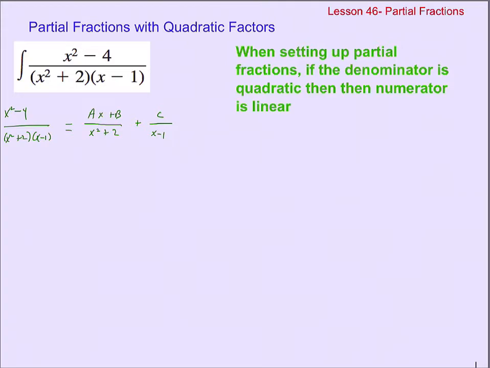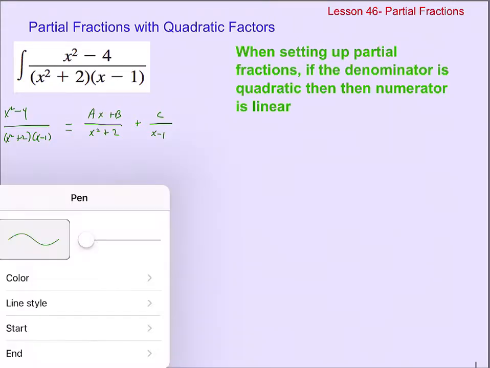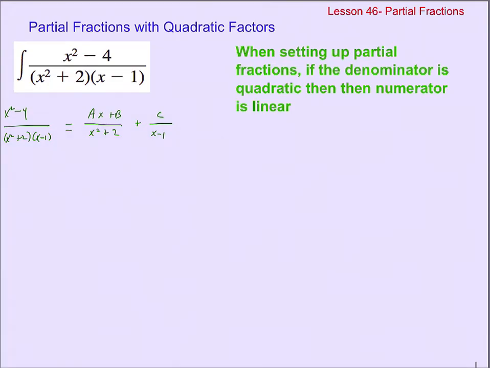So we'll do the same thing we do with the other ones. We'll multiply by the denominator to cancel out all those denominators. And what we'll be left with after that is x squared minus 4 equals, for the first fraction here, we'll multiply the Ax plus B times x minus 1, and then the x squared plus 2 over x squared plus 2 will cancel. And for the second fraction, it's C times x squared plus 2, and the x minus 1 over x minus 1 will cancel.